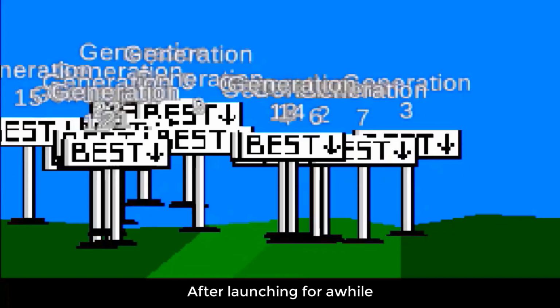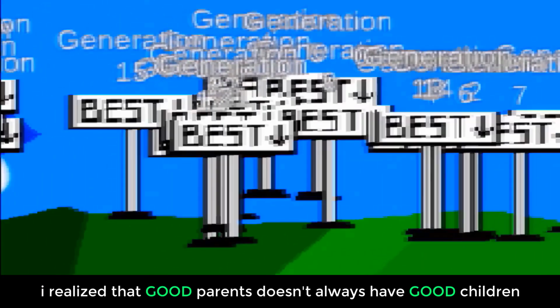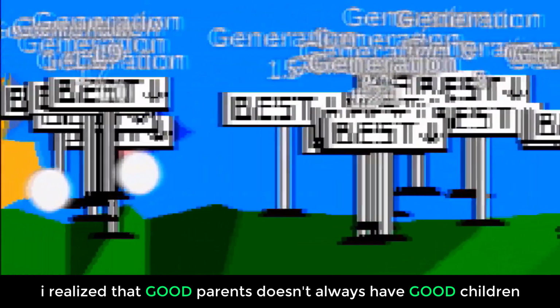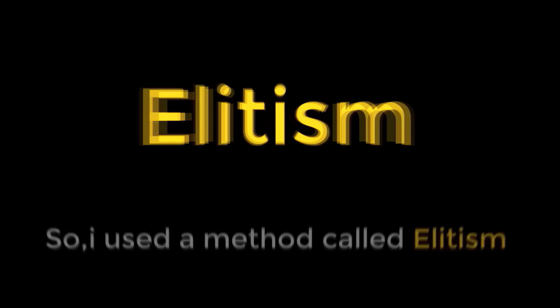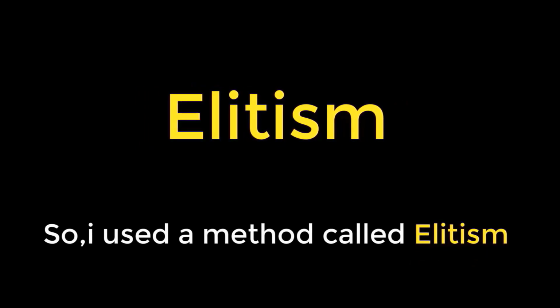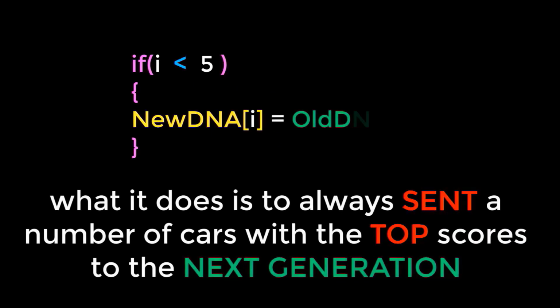After launching for a while, I realized that good parents don't always have good children, sometimes they have bad children, like you. So, I used a method called elitism. What it does is to always send a number of cars with the top scores to the next generation, to make sure the next generation only gets better.